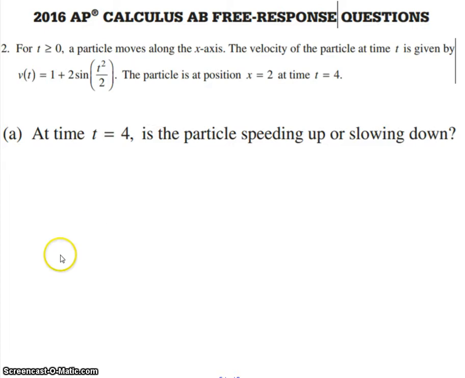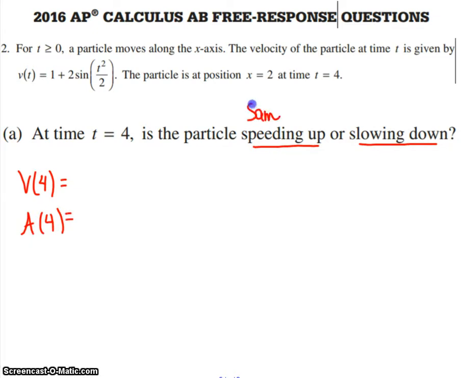A says, at time equals 4, is the particle speeding up or slowing down? Remember, to figure out if it's speeding up or slowing down, you have to check both the velocity at 4 and the acceleration at 4. And then you compare their signs. If they have the same signs, it's speeding up. If they have different or opposite signs, then it's slowing down.